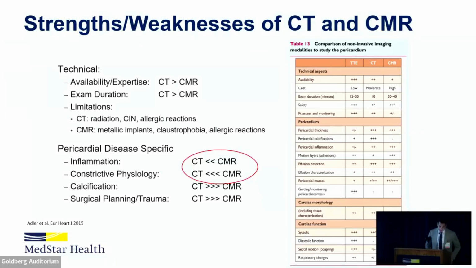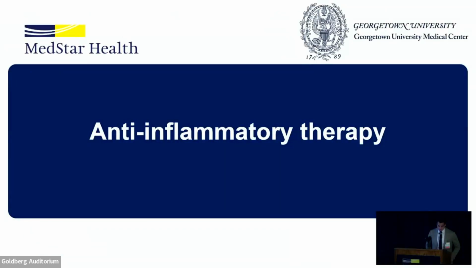So really, in summary, the strength of cardiac MRI is that it is important for the whole spectrum of inflammation for pericarditis. For calcific burned out disease, as well as for surgical planning and trauma, CT has an important role. So now about some anti-inflammatory therapy.